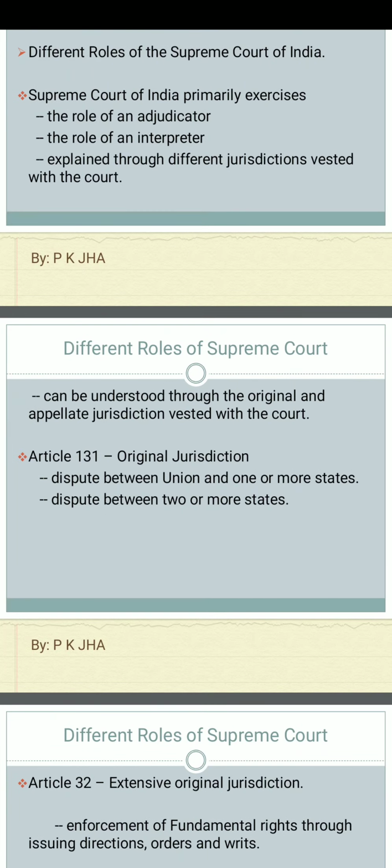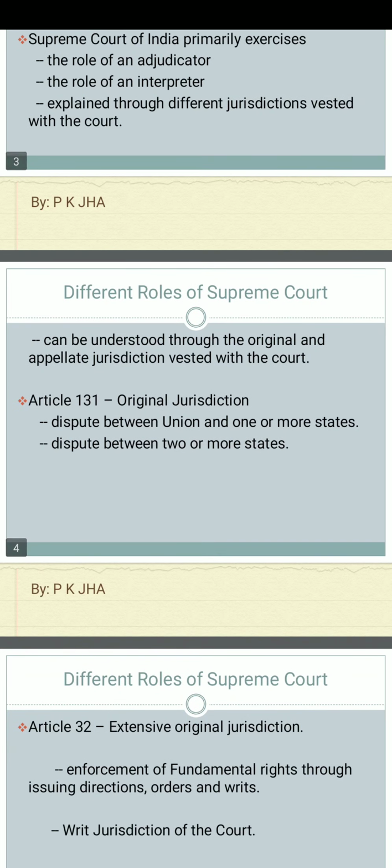In our constitution, children, we do have one dedicated article, article 131. Under article 131 of our constitution, the Supreme Court is granted original jurisdiction. So whatever original jurisdiction we are discussing here, credit goes to article 131 of our constitution. Clear?